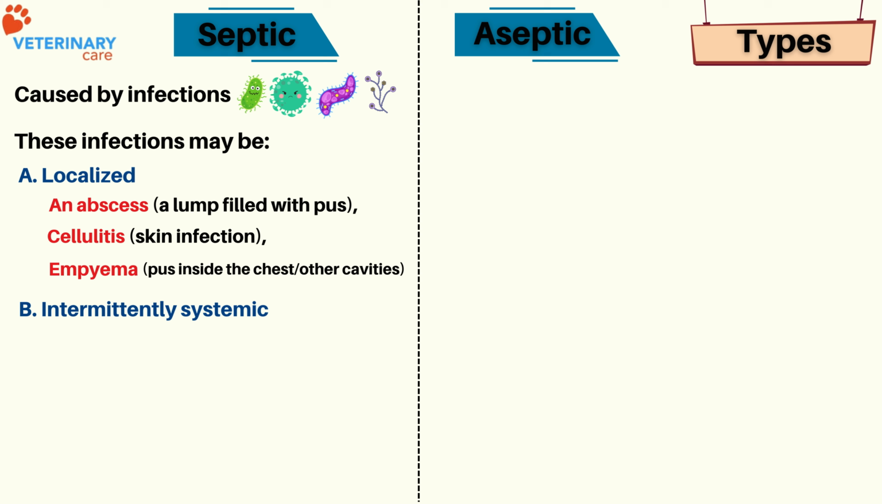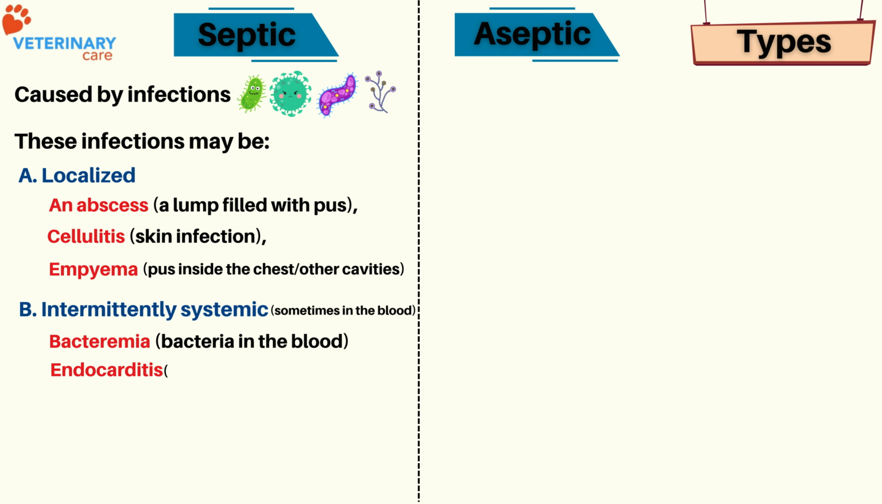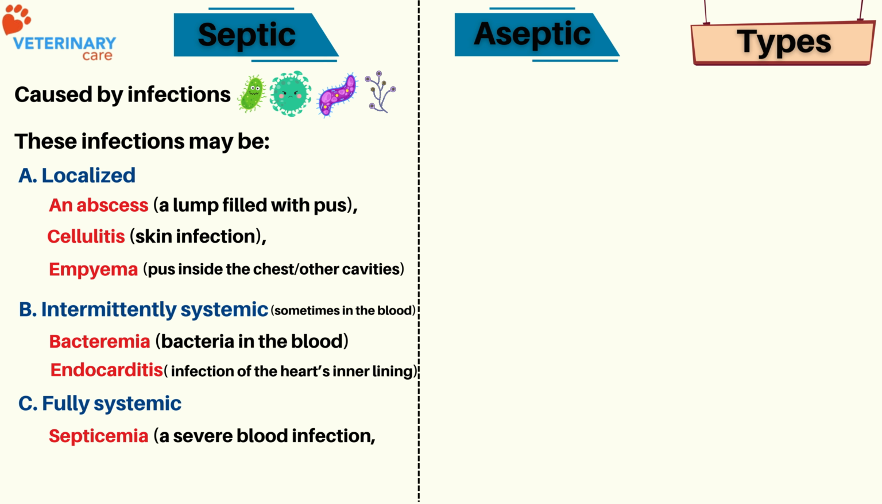Intermittently systemic, sometimes in the blood. Like bacteremia, bacteria in the blood. Or endocarditis, infection of the heart's inner lining. Or fully systemic. Like septicemia, a severe blood infection, also known as blood poisoning.